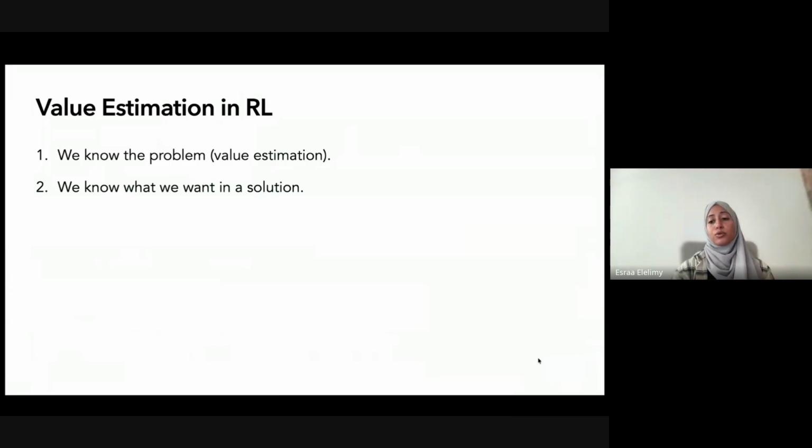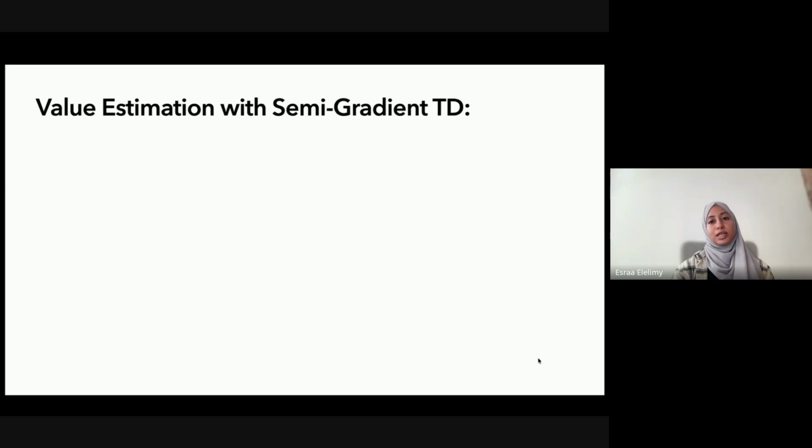And then the next question would be, what about the current solution methods? Do they achieve the things that we want in our solution? So I will start talking about one of the main solution methods that we all use and that usually works really great, which is the semi-gradient TD methods.